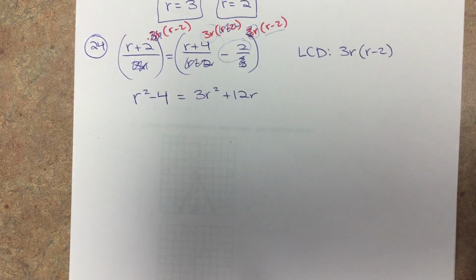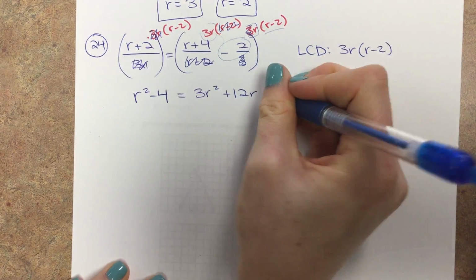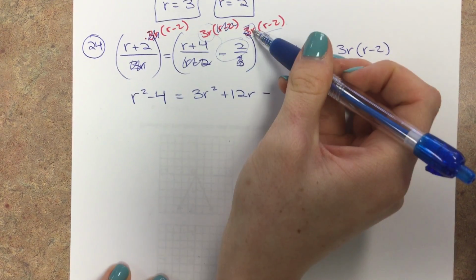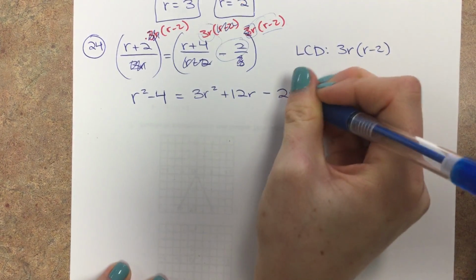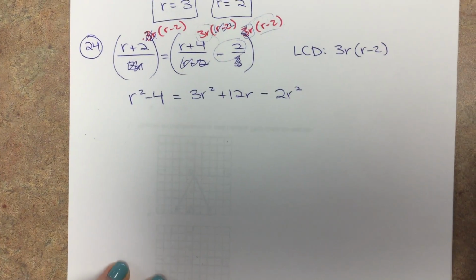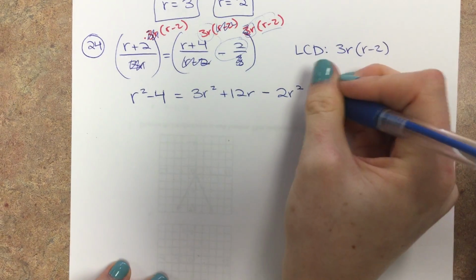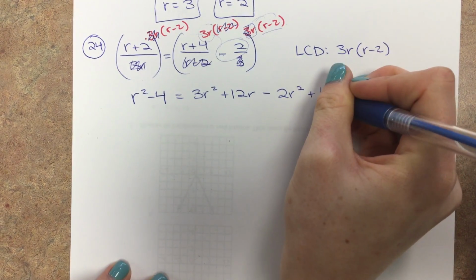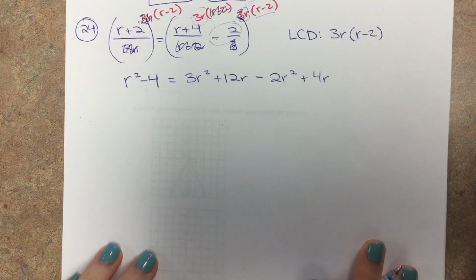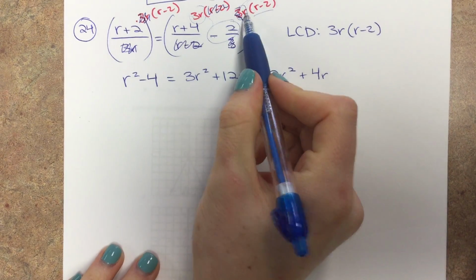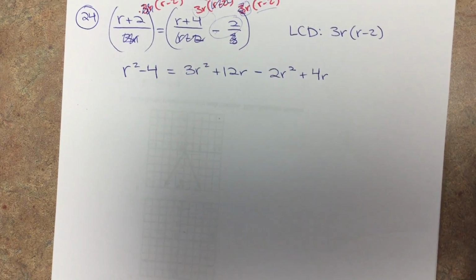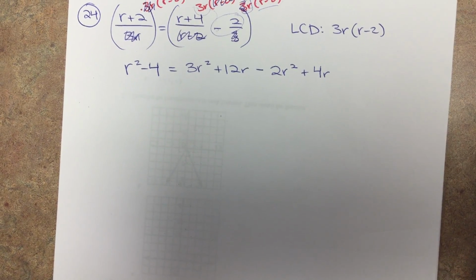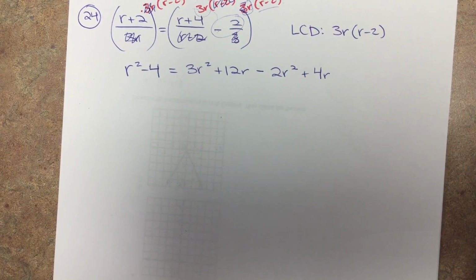Okay, so what's the first term that I would get? I'm taking a negative 2r and distributing to these two pieces. Negative 2r squared, and then be careful with the next one. Plus 4r, because I've got an r right here, so I have negative 2 times r and then distribute to the negative 2. Okay, so here's where I'm at so far. Any questions, any concerns? Are we good?